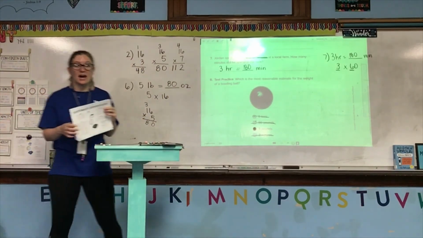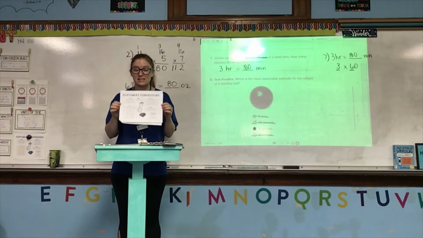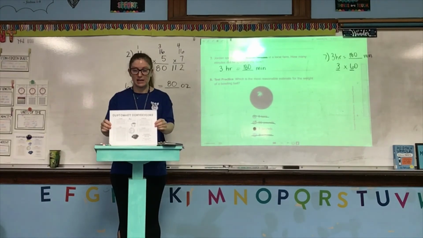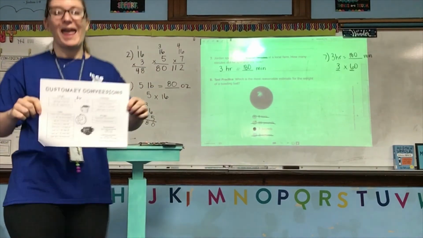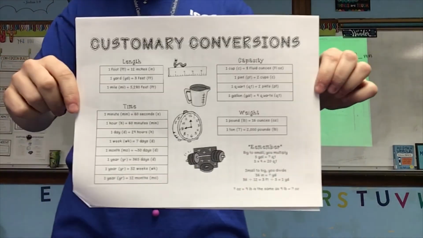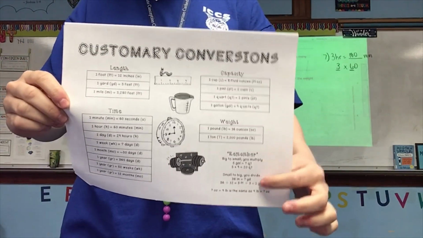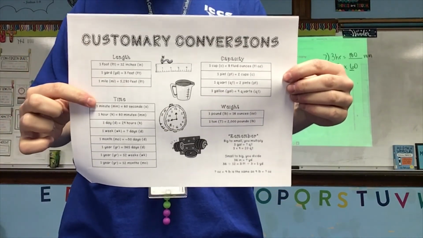Again, you are not allowed to use a conversion chart on the test. You must memorize these. I've been telling you this since the very beginning, that you will not be able to use a conversion chart. So this anchor chart right here has every single conversion chart in one place. It has some reminders and examples over here. So just make sure you pay attention to which one it is.